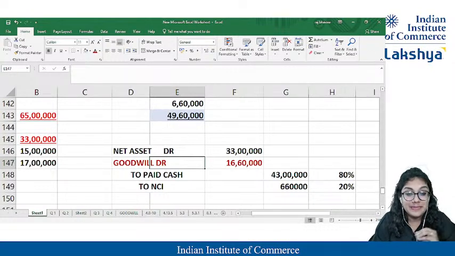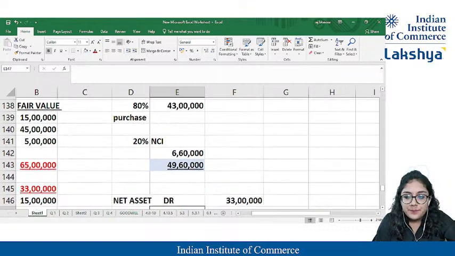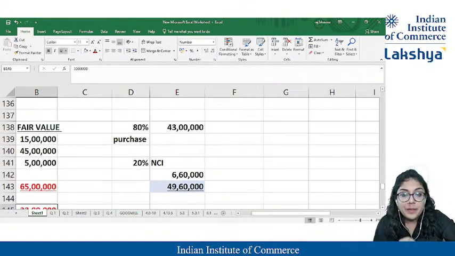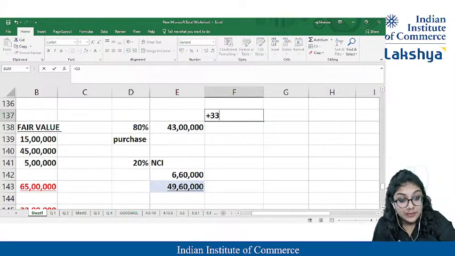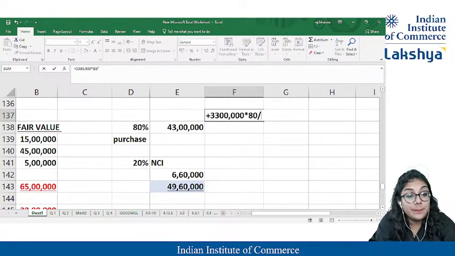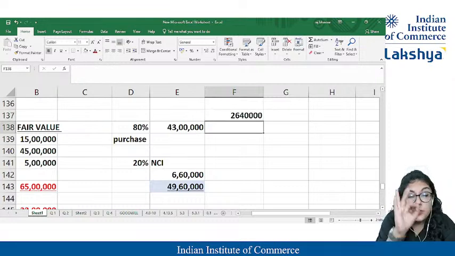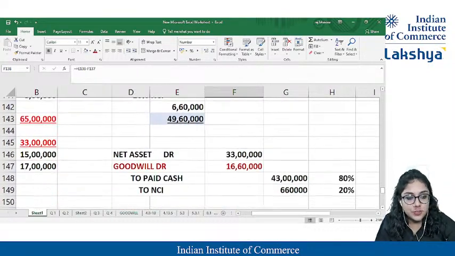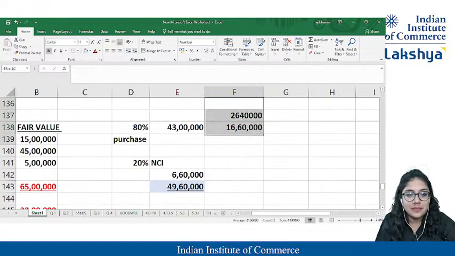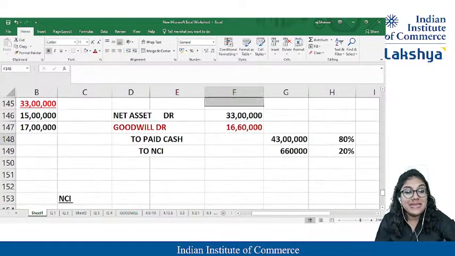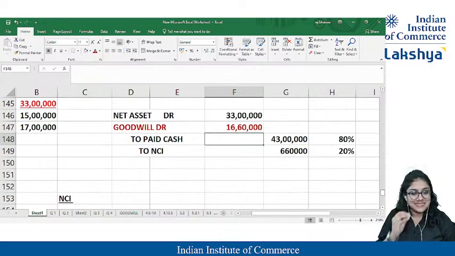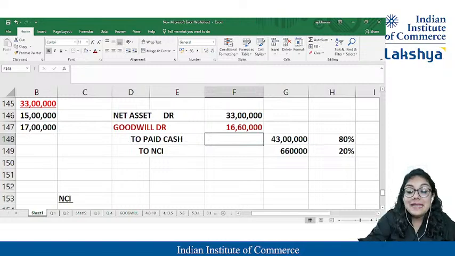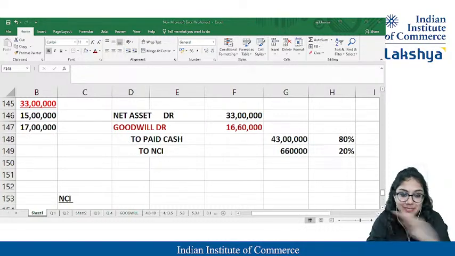Goodwill account debit will be there. If I don't want to go into so much complexity, you can just do it like this also. Your net assets were 33 lakhs in total. The parent was having 80% control, so out of 33 lakhs, the parent was supposed to make a payment of 80%, which is 264, but the parent paid so much extra. That extra is 1660. Everything will work well. That extra is nothing other than goodwill. So this is the way the bifurcation of goodwill and the valuation of NCI at proportionate basis is understood.